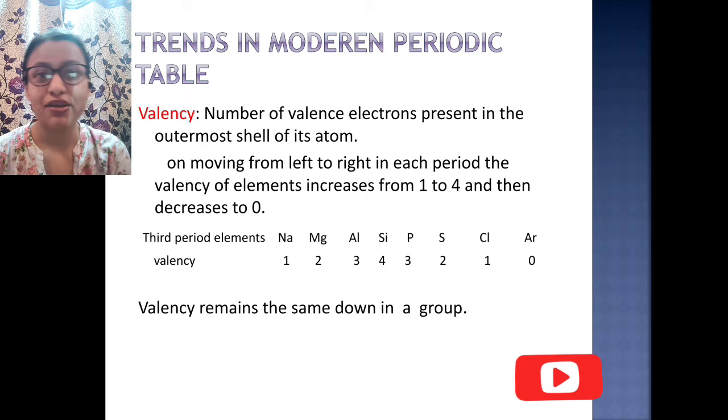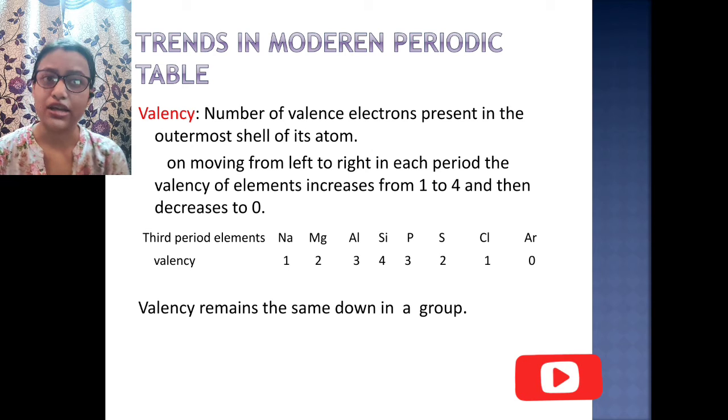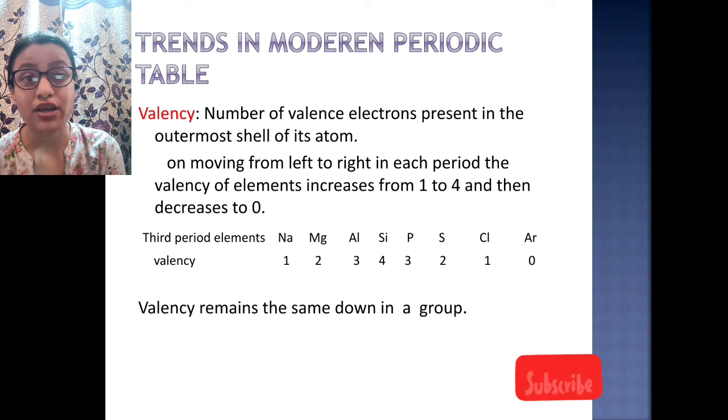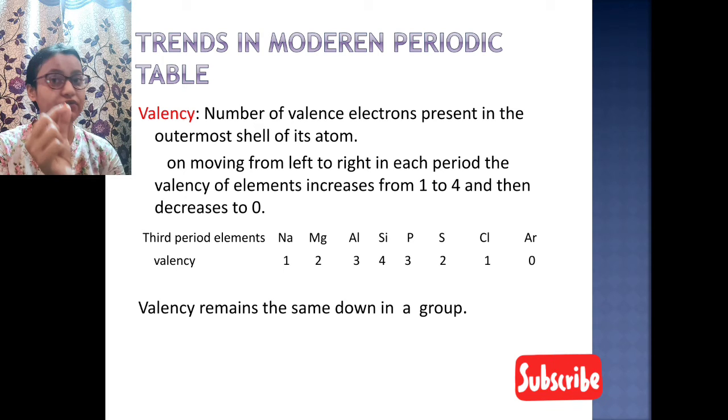So this modern periodic table only we follow. Now let us know about the trends in the modern periodic table. What are the different trends used in the modern periodic table? The first one is valency. Valency means the number of valence electrons present in the outermost shell of the atom.